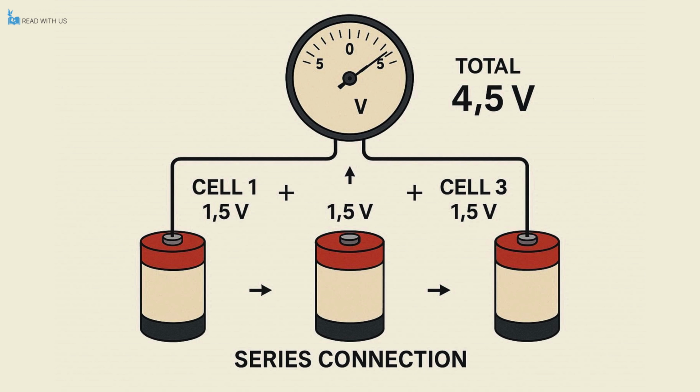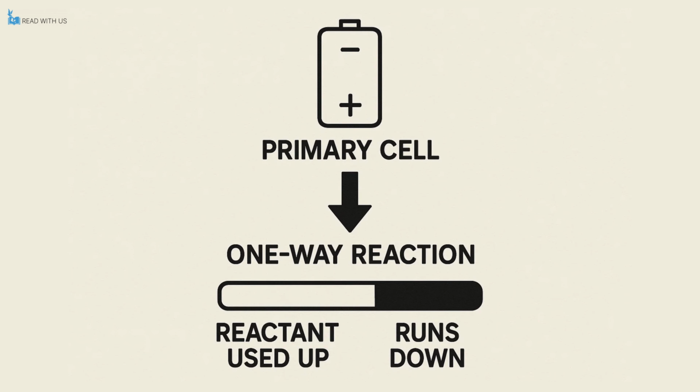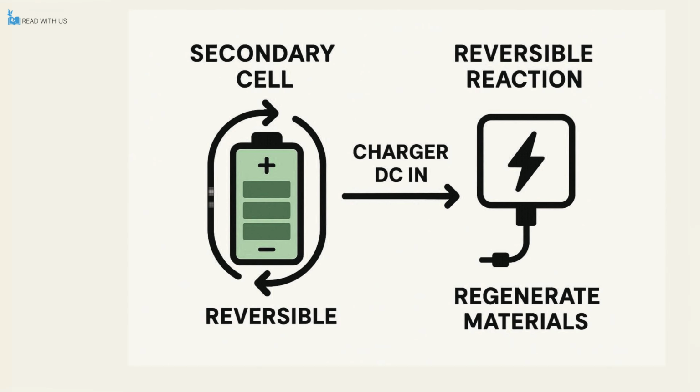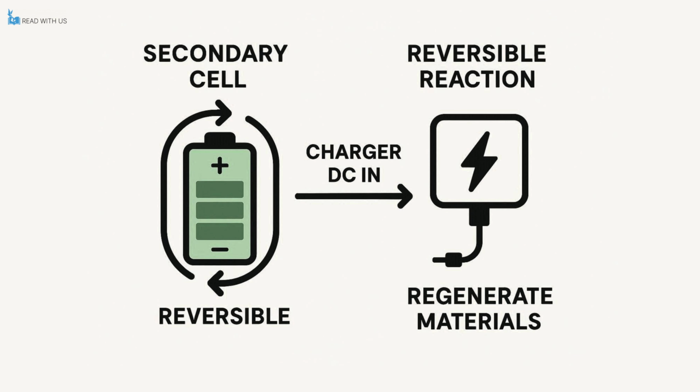Cells connected in series form a battery whose voltages add, so three identical cells, each of 1.5 volts, give a total of 4.5 volts. Non-rechargeable or primary cells rely on reactions that proceed only in one direction, and they eventually stop when a reactant is used up. Rechargeable or secondary cells use reactions that are reversible, so an external direct current can drive electrons back through the cell and regenerate the active materials.